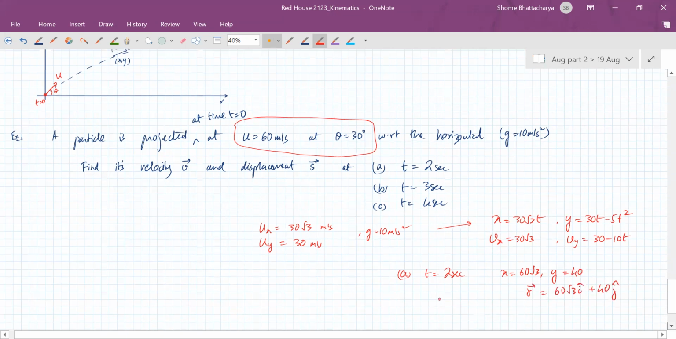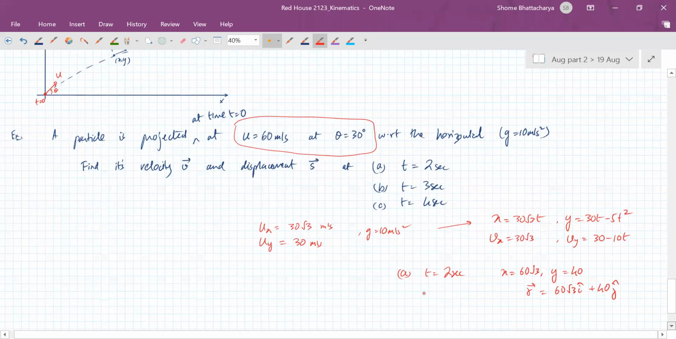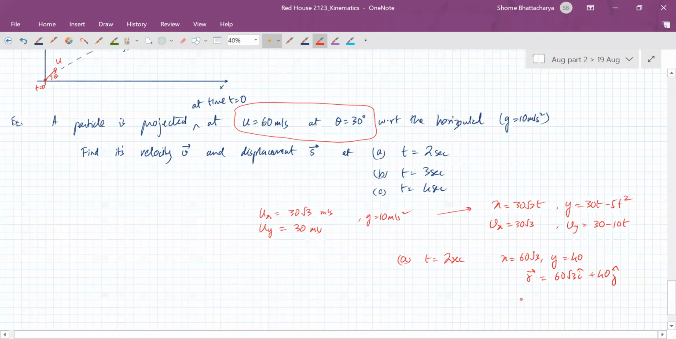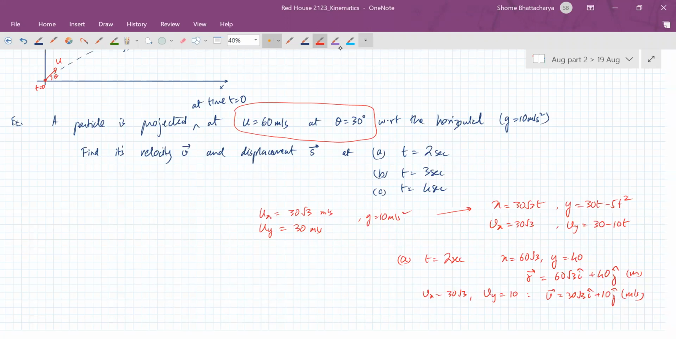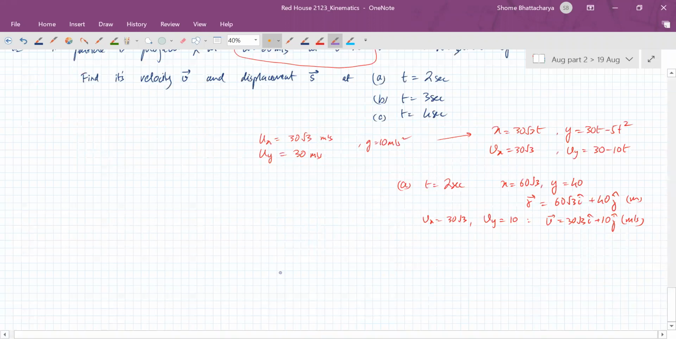Okay. And the velocity's x component will remain constant at 30 root 3, whereas the y component at 2 seconds will become 10. So the velocity vector will become 30 root 3 I cap plus 10 J cap in meters per second. This is in meters. And likewise, you can see for each of the parts. So like for B part, at t equal to 3 seconds, you can see something very interesting.